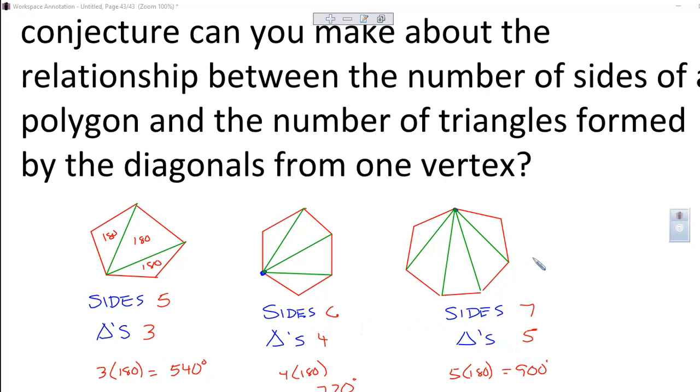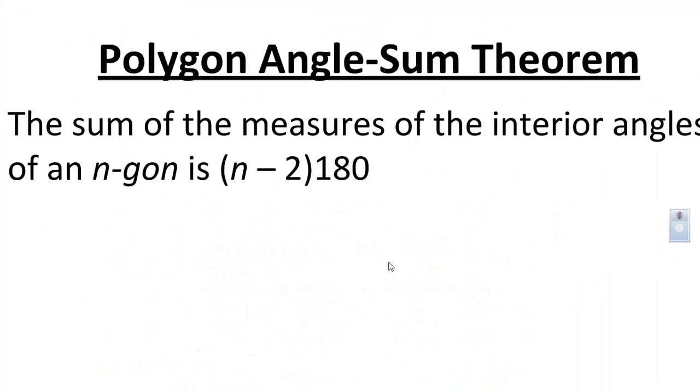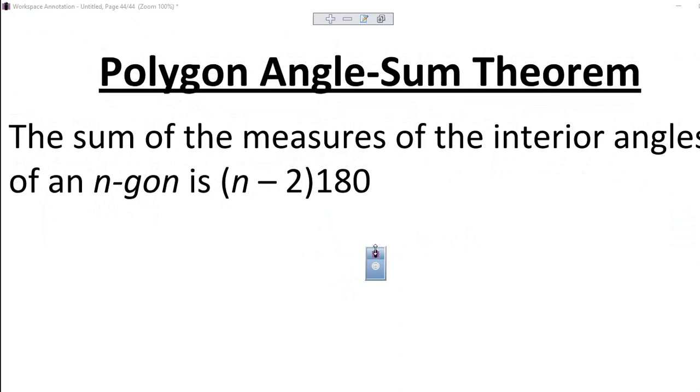So our prediction, or our conjecture, would be that for every number of sides, we're going to subtract 2 and multiply that by 180. So that brings us to our first equation, the polygon angle sum theorem. The sum of the measures of the interior angles of an n-gon, which means for any sided polygon, is n minus 2 times 180. Now from here on out, we're going to use the letter n in almost all cases to represent the number of sides in a polygon.